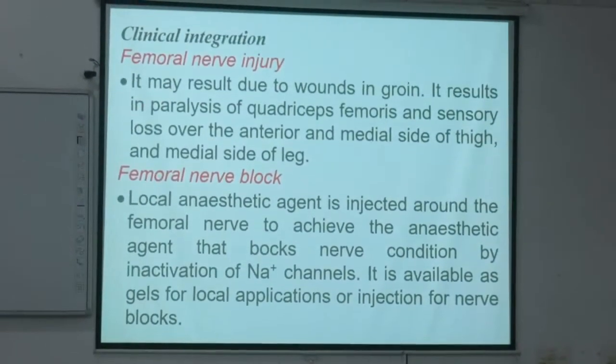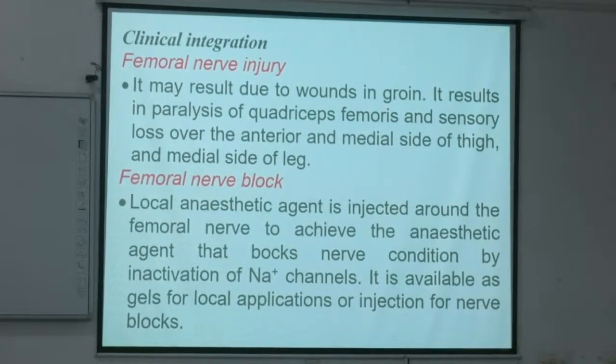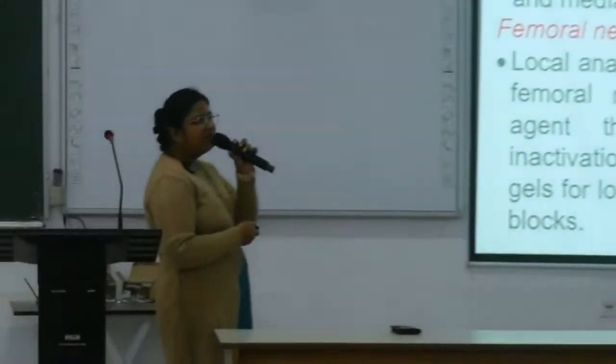Okay. Next, now these are the clinical aspects of the femoral nerve. Femoral nerve injury may result from a wound in the groin, resulting in paralysis of the quadriceps femoris because the posterior division was supplying it, and sensory loss over the anterior and medial aspect of the thigh due to loss of the medial and intermediate cutaneous nerves of the thigh, and the medial side of the leg. This is due to the saphenous nerve.